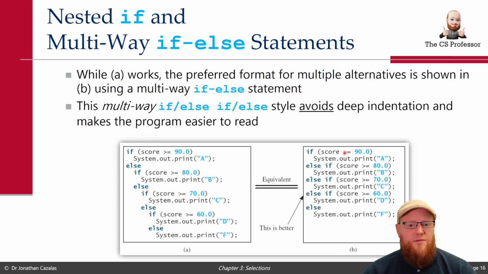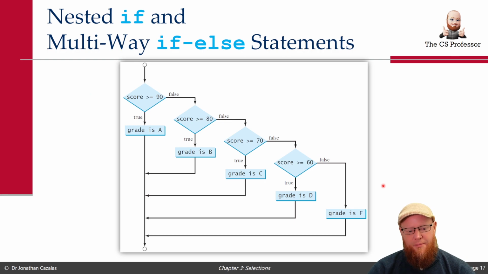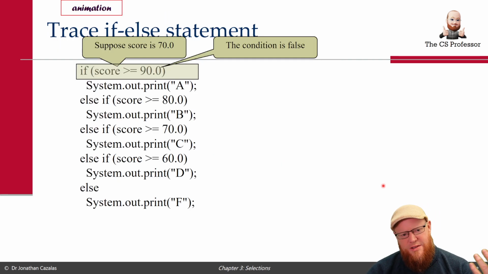So here, if the score is greater than 90, print an A. Else if the score is greater or equal to 80, print a B. Else if greater or equal to 70, print a C, and so on, just like Python. And here's the logic for this. And here's a tracing. If the score was 70, let's just go through and see what happens. As a reminder, this is nothing new, but no harm with a reminder.